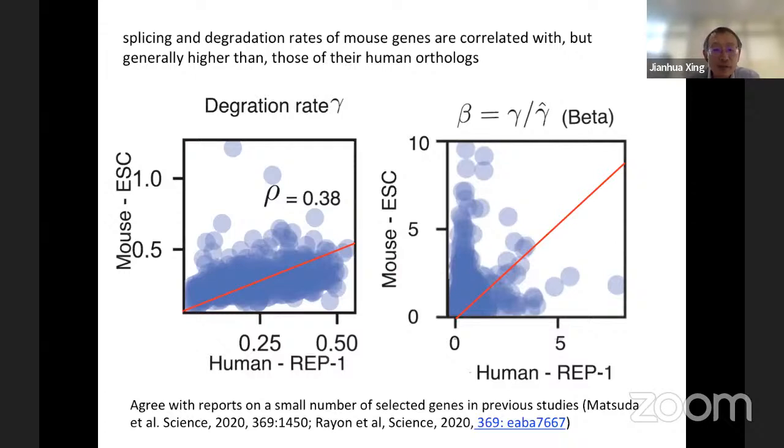And those kinds of observations have been obtained in some previous studies. In those studies, they focused on specific genes, measured them, and reached this conclusion. What I want to show here is that from single-cell RNA-seq data, we were able to get a genome-wide characterization of this observation.